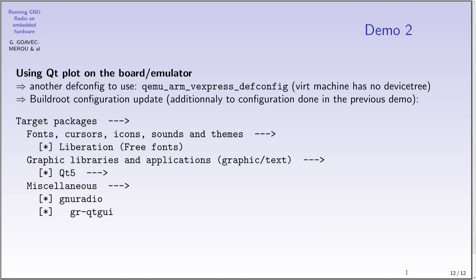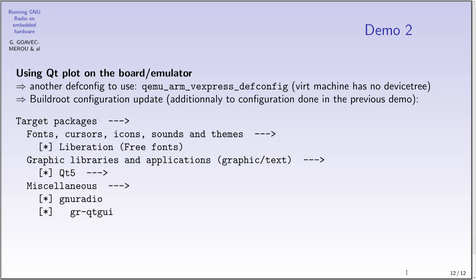So for QEMU, it's required to move to another dev config, so it's required to rebuild everything. It's not required for this tutorial because binaries are provided to do the task, and the Buildroot configuration must be updated with the configuration previously applied in the first demonstration.